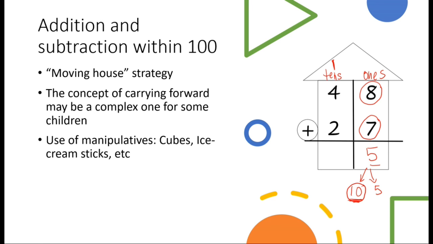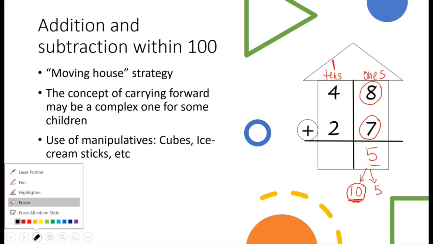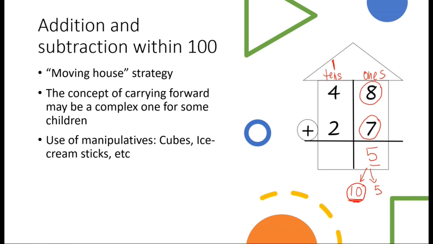So now we can focus on our tens house. When we look at the tens house, we see that there's 1, we have 4, and we have 2. So how many people are there staying altogether in the tens house? 1 and 4 and 2 makes 7. So to solve this addition question, the answer is 75.